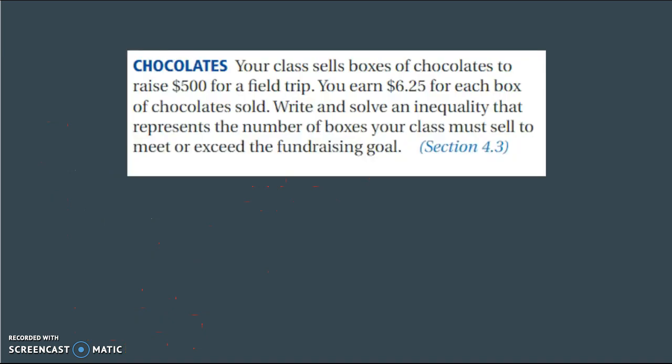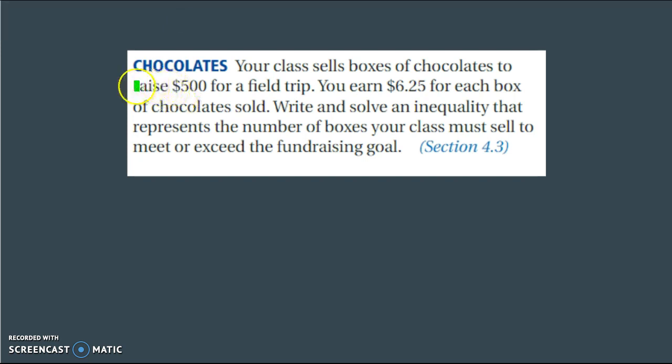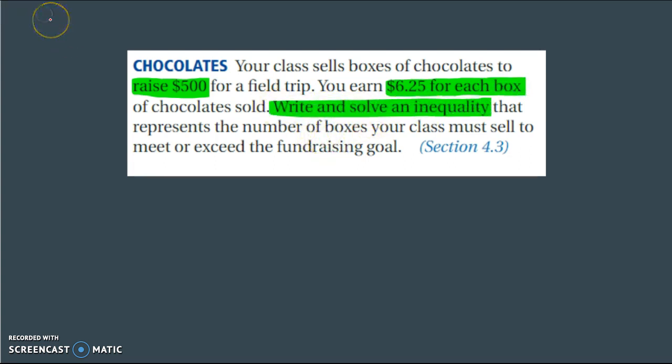Okay, your class sells boxes of chocolates to raise $500 for a field trip. You earn $6.25 for each box. Write and solve an inequality. All right. I'm going to go through here with my highlighter. I need to raise $500. You earn $6.25 for each box. Then I need to write and solve an inequality.